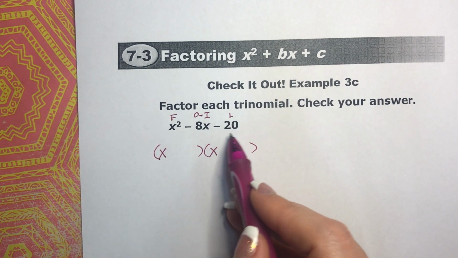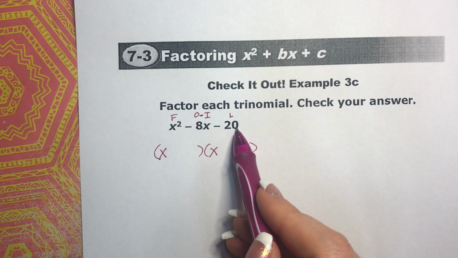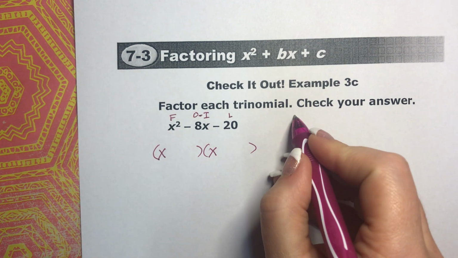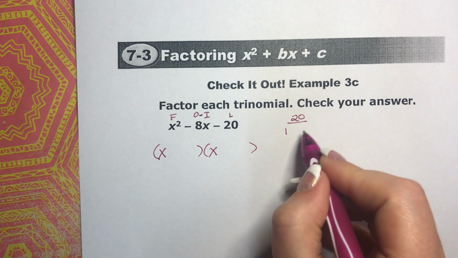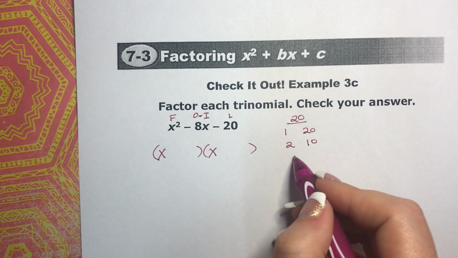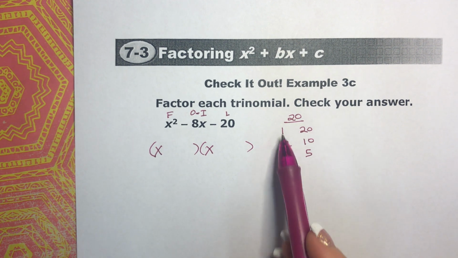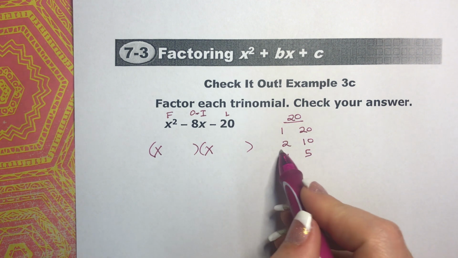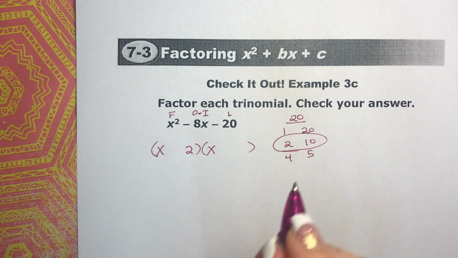Then we're going to look at the last, right? So this is saying that I'm going to take the difference of the factors of 20, and it's going to be 8. So let's think about what the factors of 20 are. We're going to have 1 and 20, and then 2 and 10, 4 and 5. So that's it. We want a difference of 8. The difference of 1 and 20 is 19. The difference of 2 and 10 is 8. Okay, so we know that is going to be our answer, 2 and 10.